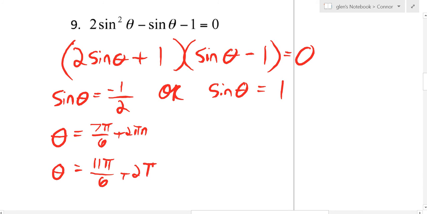Explain to me again why I'm putting these plus 2 pi n's here. Because every time you go around a circle, you do the same thing. Not the same angle, the same y value really, but coterminal. There you go, exactly. Plus 2 pi n.